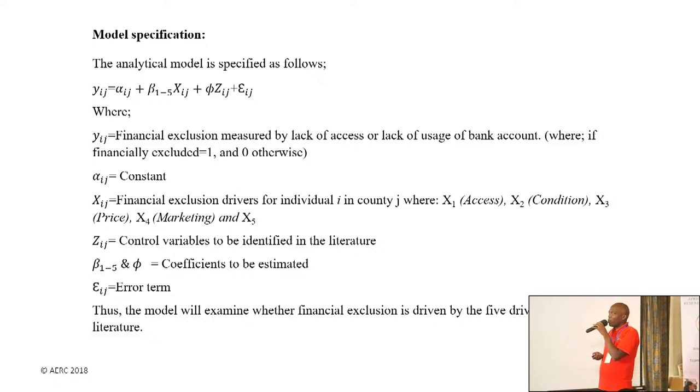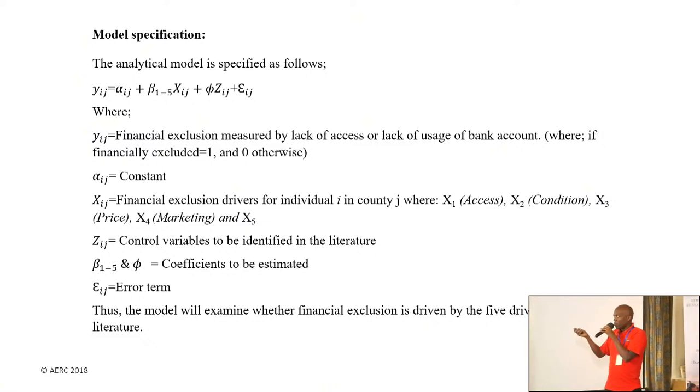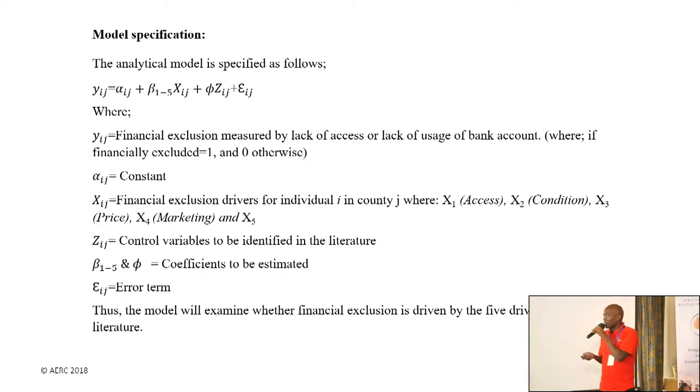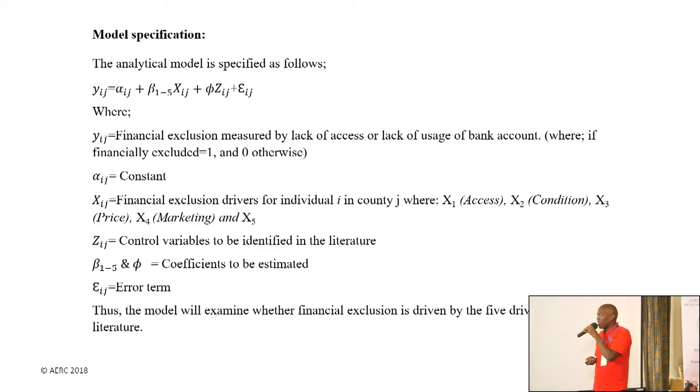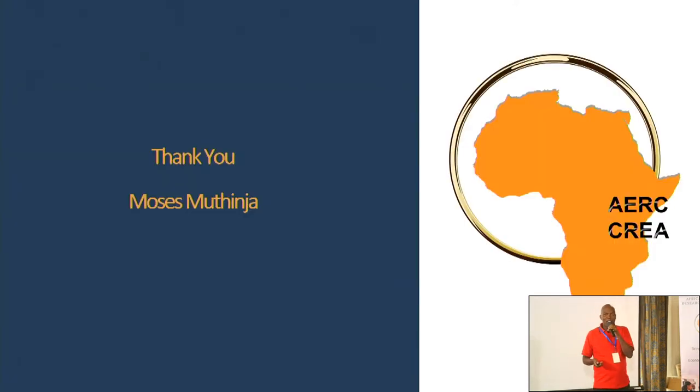And the variables I explained earlier on: the independent variables, the drivers of financial exclusion for individual i in account j, where X1 is assets. I think I've explained those conditions earlier on: condition exclusion, price exclusion, marketing exclusion, and the fifth one there. Control variables we have not yet fully identified. Coefficients to be estimated are given there. So the model will examine whether financial exclusion is driven by the five drivers identified in the literature, or if we identify other drivers in the course of the study, we'll also see the implication of that. So I think that's for study one.